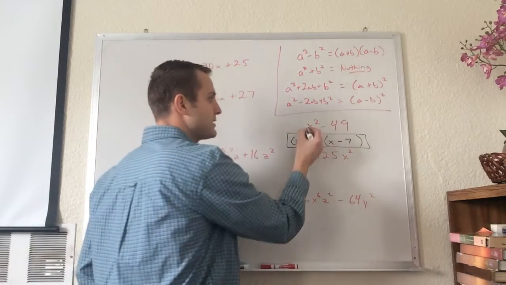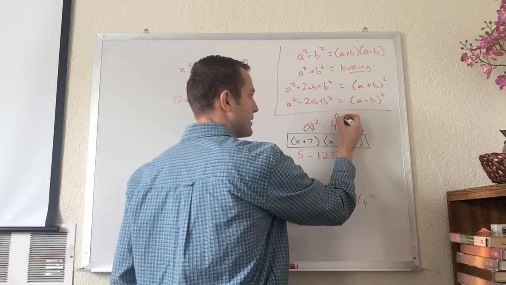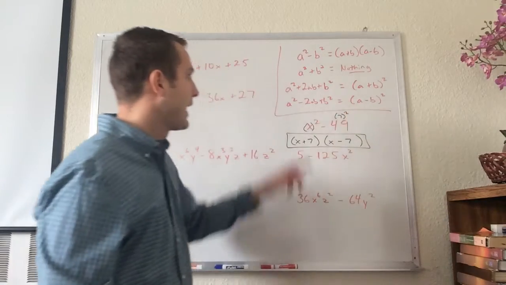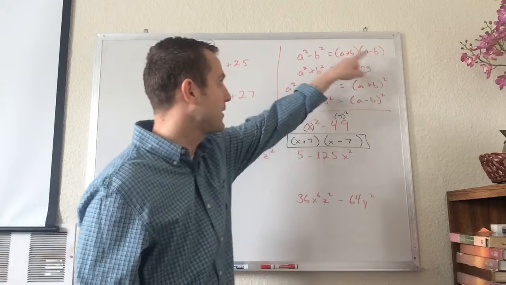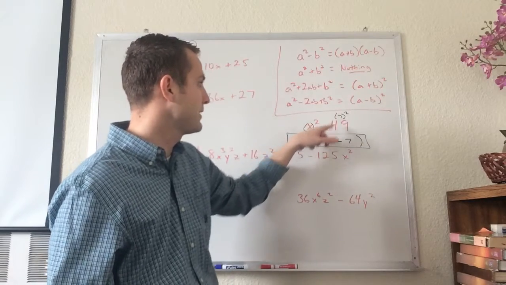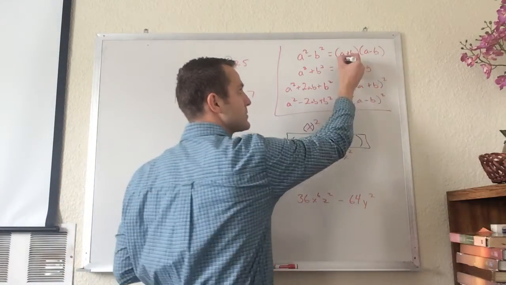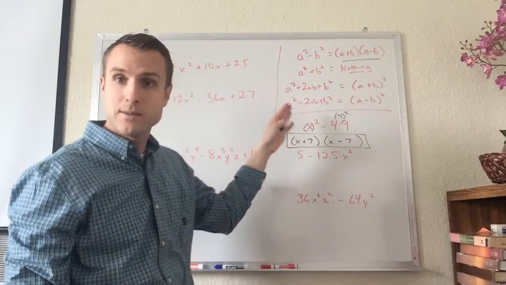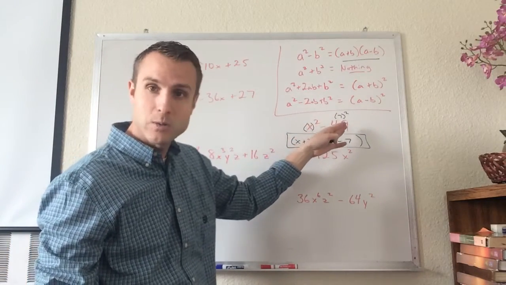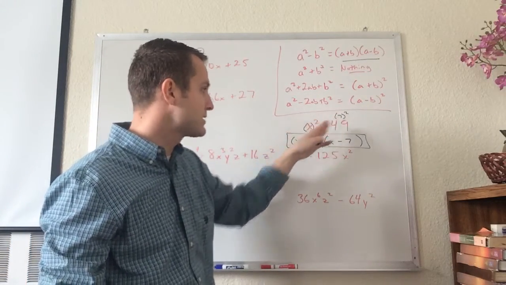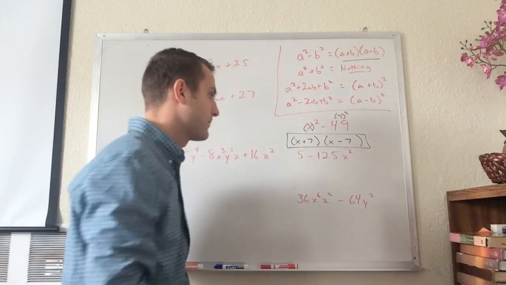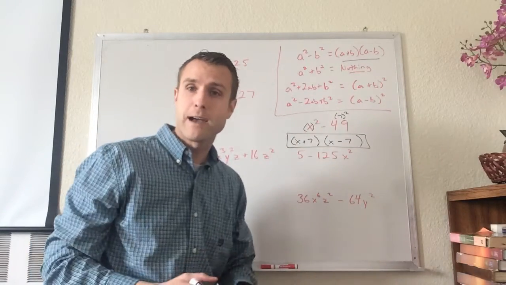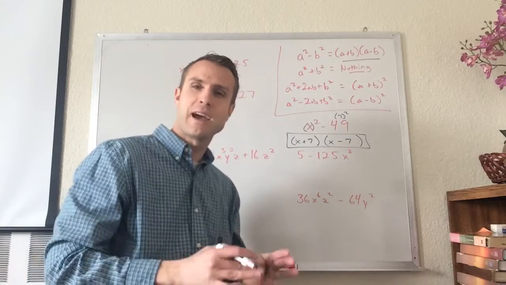So once I figure out what is being squared, here x is being squared, here 7 is being squared. X now is my a, 7 now is my b, so I just do x plus 7, x minus 7 using this pattern right here. So if you have something being squared minus something else being squared, then figure out what is being squared and then use that pattern.